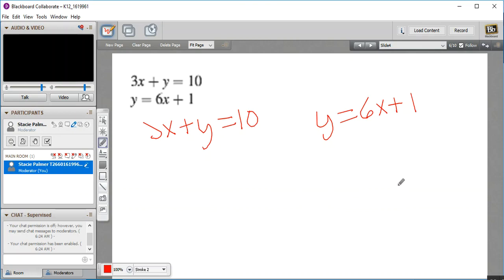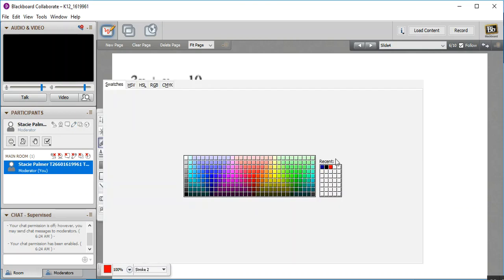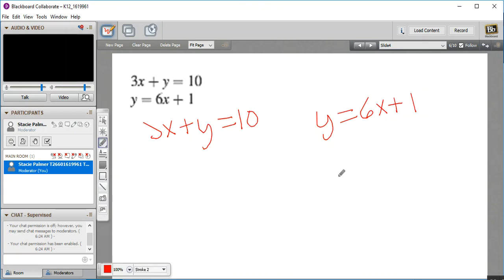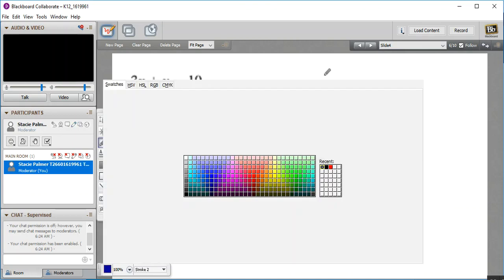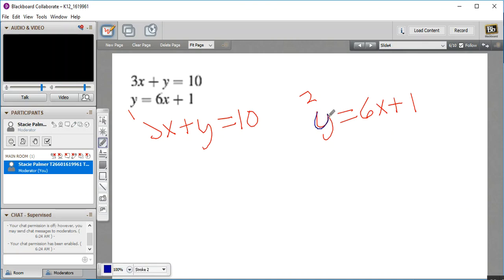Then you're going to solve one of the equations for one of the variables. That means you just need to pick an equation and get one of the variables all by itself. So this is equation 1, this is equation 2. And you see that in equation 2, the y has already been solved for. We know that y is equal to 6x plus 1. So having a y or having a 6x plus 1 is like having the same thing.